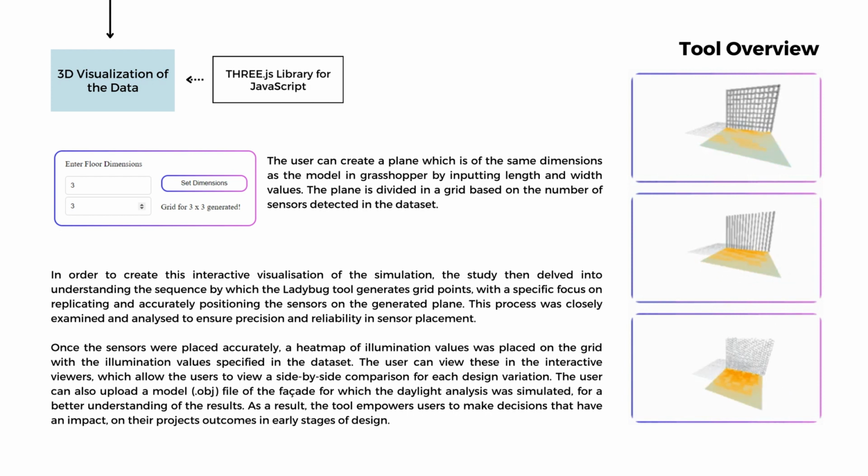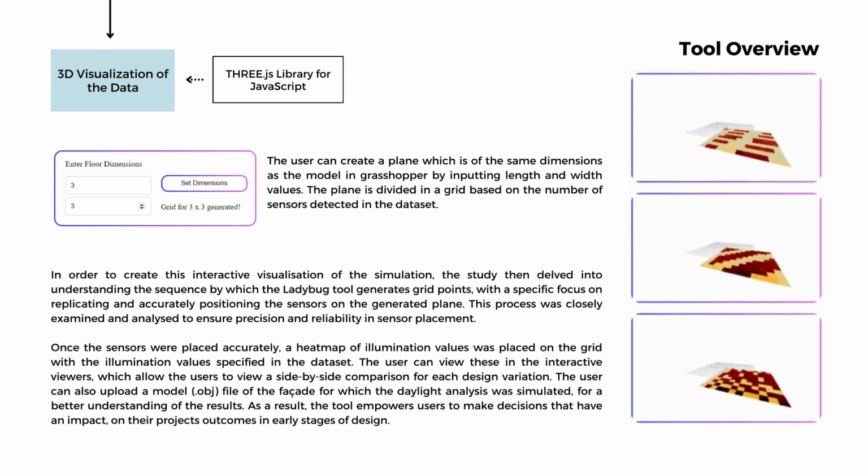Once the sensors were placed accurately, a heat map of illumination values was placed on the grid with the illumination values specified in the dataset. The user can view these in the interactive viewers, which allow the users to view a side-by-side comparison for each design variation. The user can also upload an object file of the facade for which the daylight analysis was simulated for a better understanding of the result.